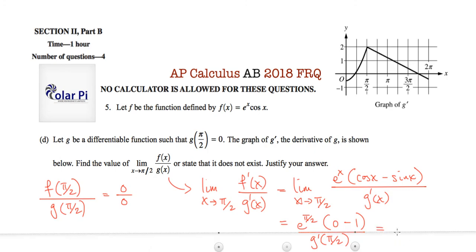And what is the numerator? So the numerator is e to the pi over 2 times negative 1. So the denominator is 2, and the numerator is negative e to the pi over 2. And we are done with problem 5. Yeah?